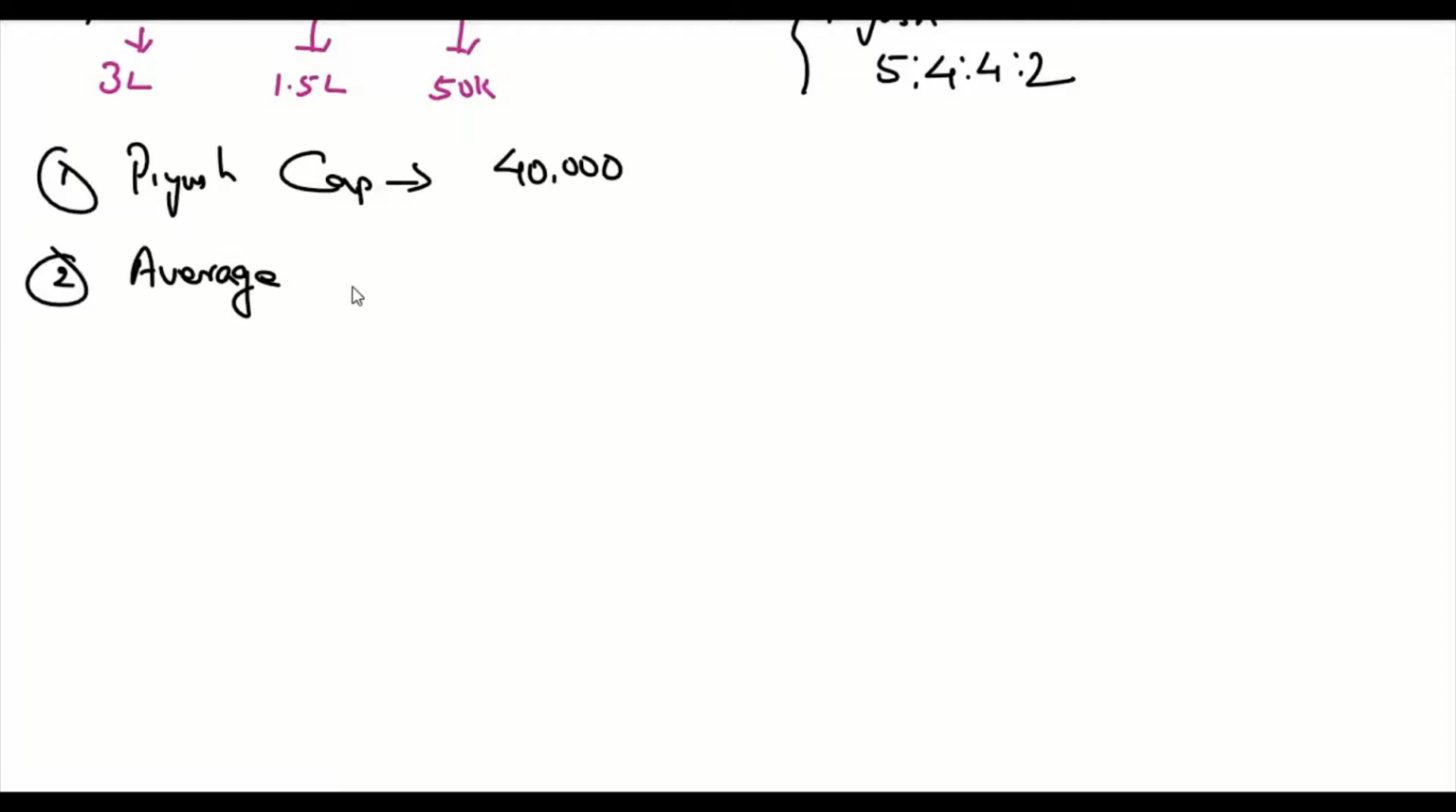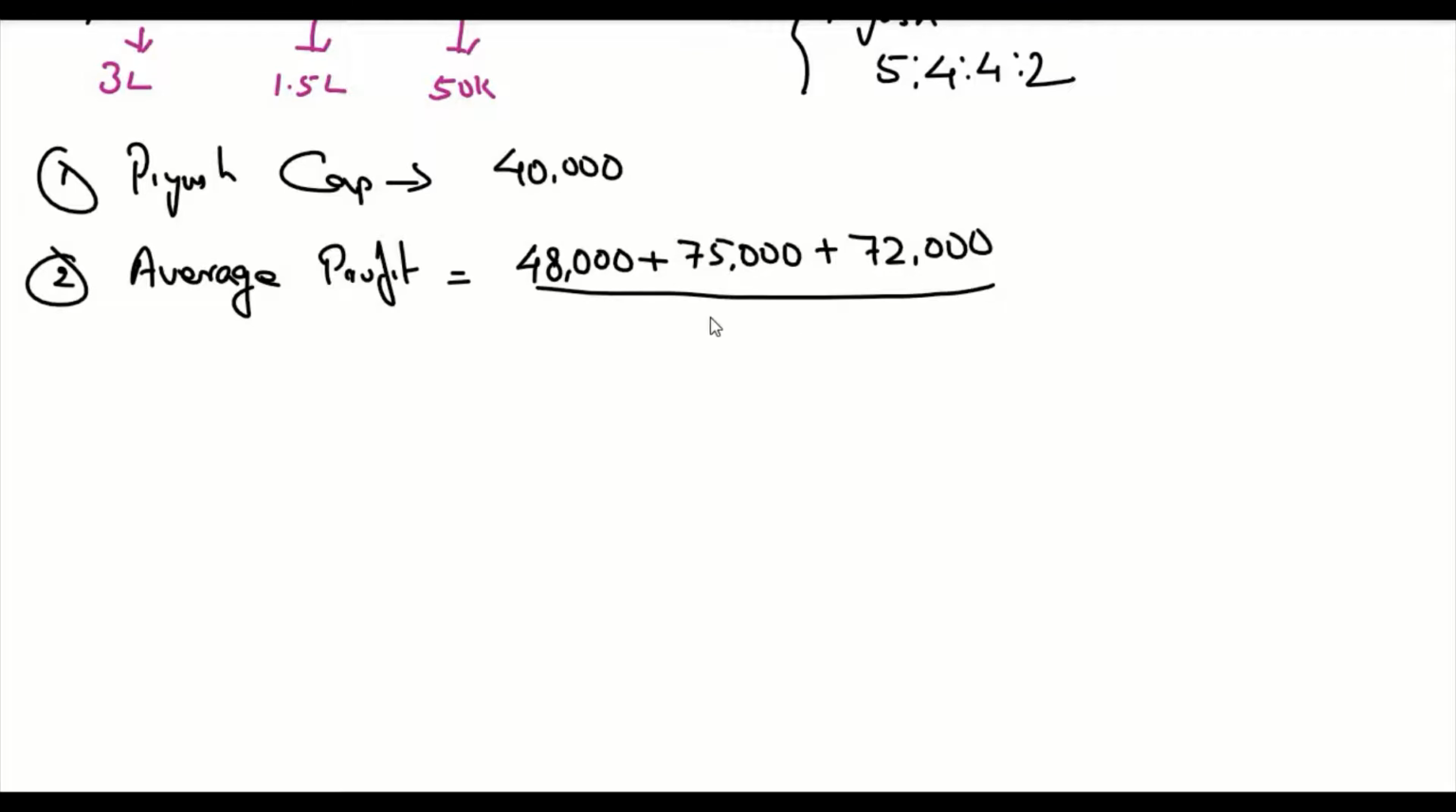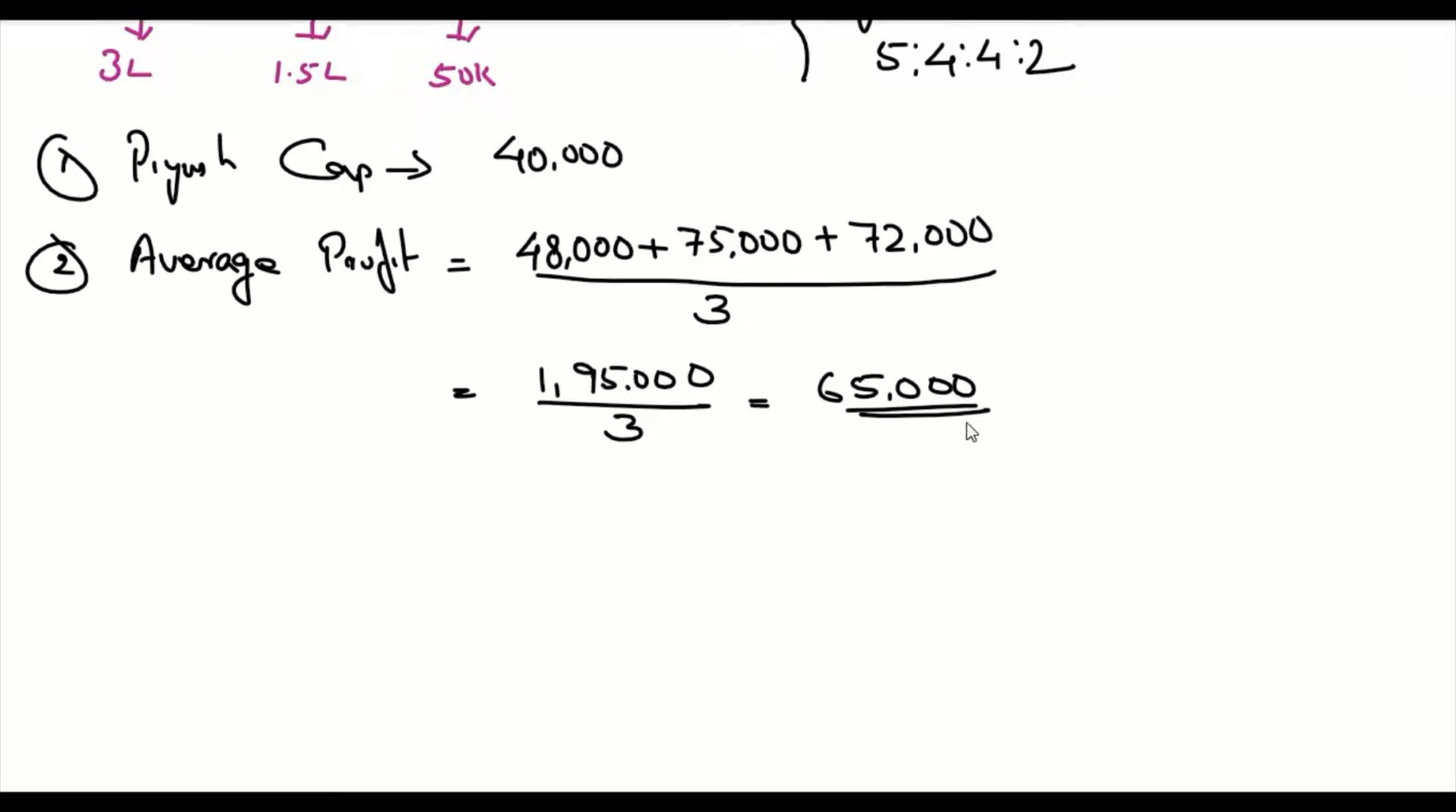So average profit is equal to, the question has given last 3 years profit, which is 48,000 plus 75,000 plus 72,000, and these are 3 years profit, so it is divided by 3. That is equal to 1,95,000 divided by 3, that is equal to 65,000. So average profit for the last 3 years is 65,000.